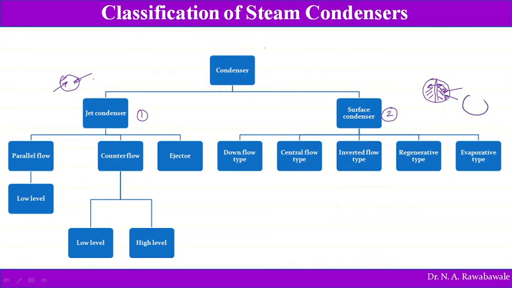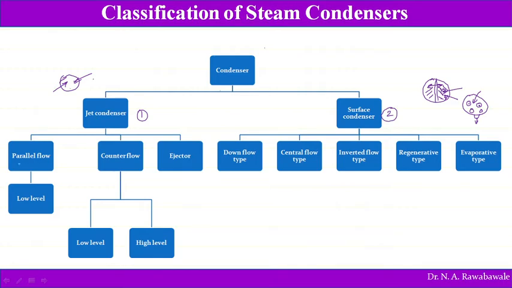Say, for example, this is the condenser shell. There are a number of tubes through which water is circulated, and around these tubes steam is circulated. Heat from the steam is absorbed by the water passing through the tubes, the steam gets condensed, and that condensate is collected. Now this jet condenser is classified in three categories.